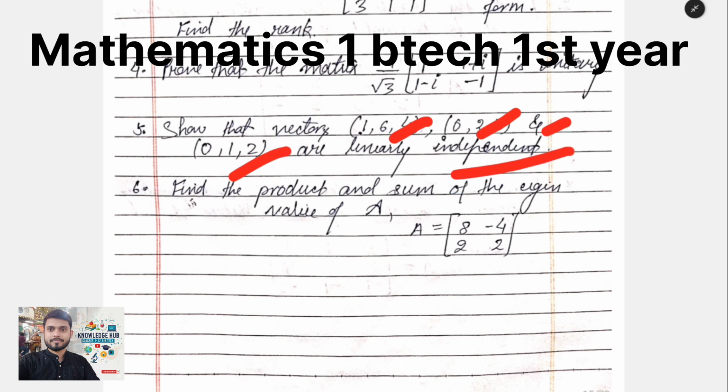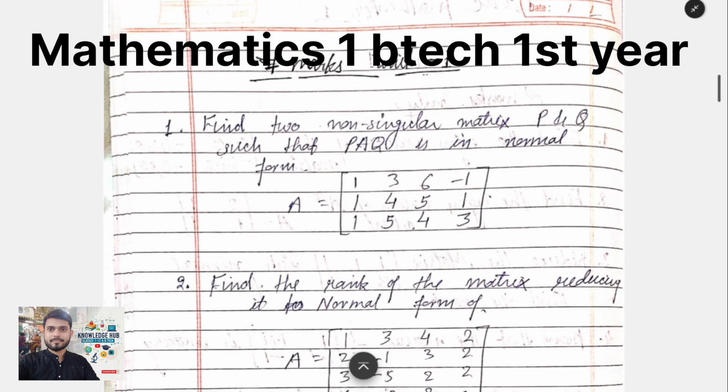Now the sixth question is find the product and sum of eigenvalues of A, where A is from this matrix. This is all about the 2 marks questions. Now we proceed to the 7 marks questions from Unit 1.